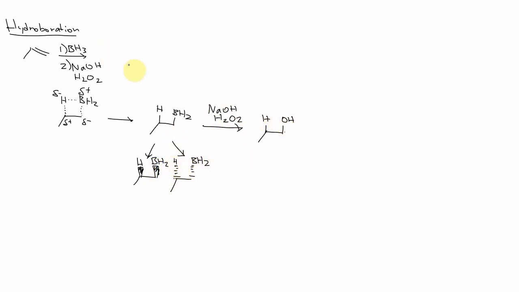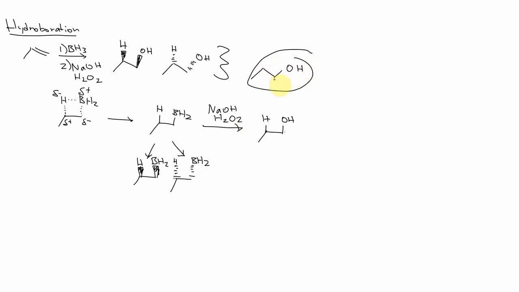So the products of this reaction should be this molecule and this molecule with a 50-50 split. But in this case, specifically in this case, this primary carbon has two hydrogens attached to it, and so there's actually no chirality, so you can just draw it like this. So that's your product in this reaction.